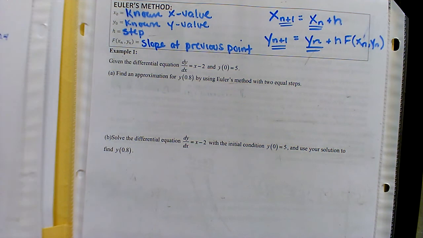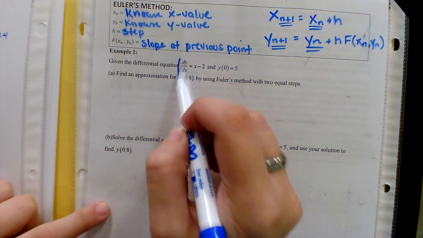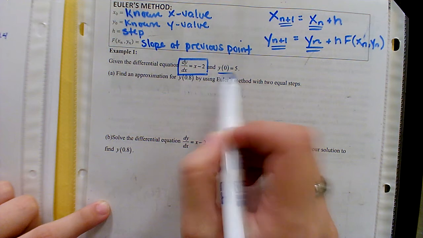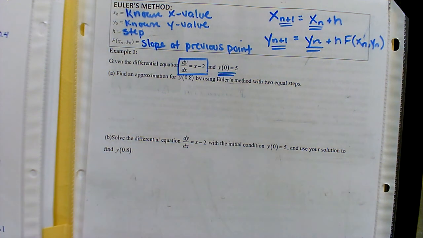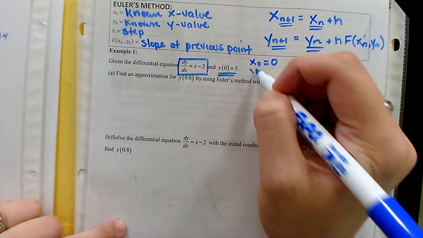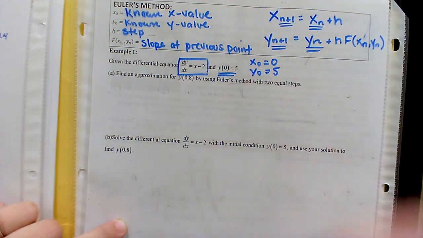Given is the differential equation. Okay, so this is what you use to help you figure out any slope you want. And you know this beginning point. So we can label x sub 0 as 0 and y sub 0 as 5.